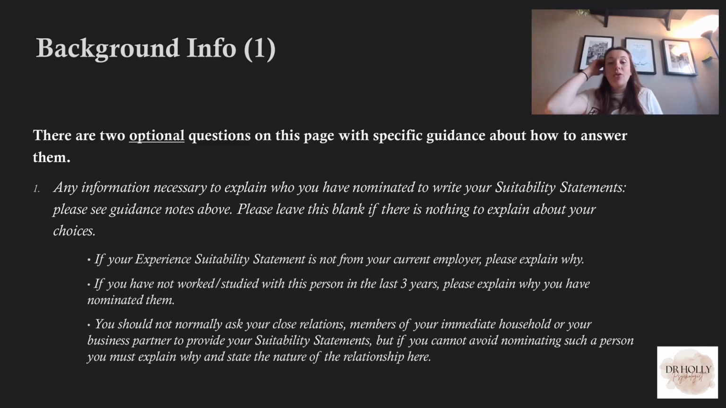You should not normally ask for close relations, but if you are, then you need to explain and state the nature of your relationship. Again, I think that's quite risky. That would be my advice. I would say try and find somebody that is a professional.